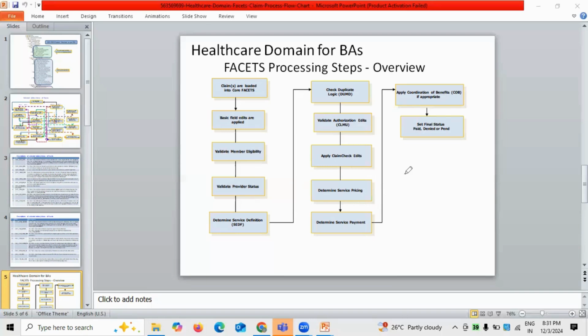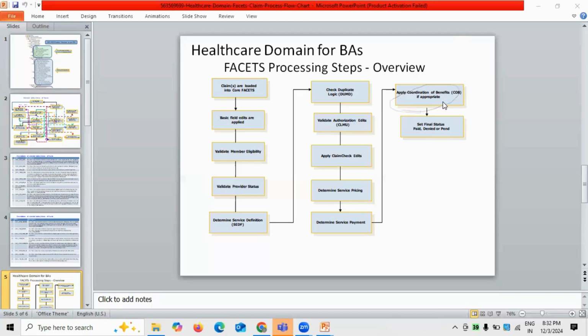Yes. So once service pricing is done, next is to determine the service payment. This is pricing, this is payment. Payment means a decision has to be taken here on how much we pay. Once we have taken a decision on the service payment, next we go for coordination of benefits. Coordination of benefits means we check what different benefits are applicable over here. Understood? Clear? Yes.